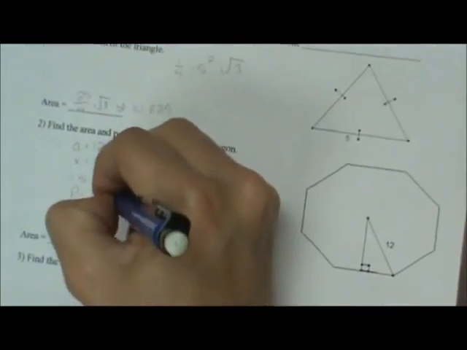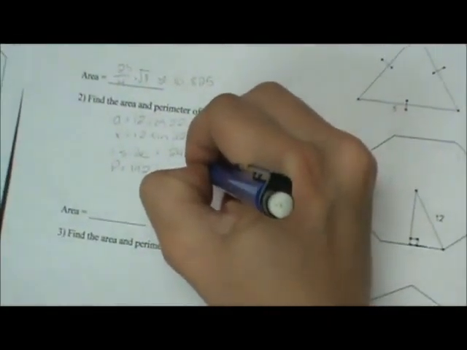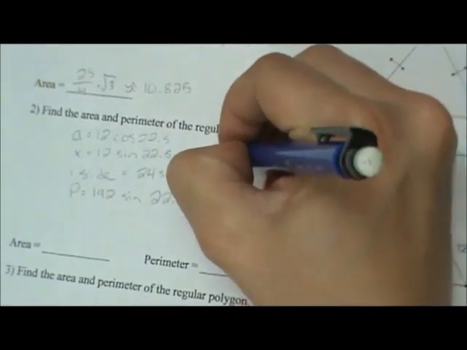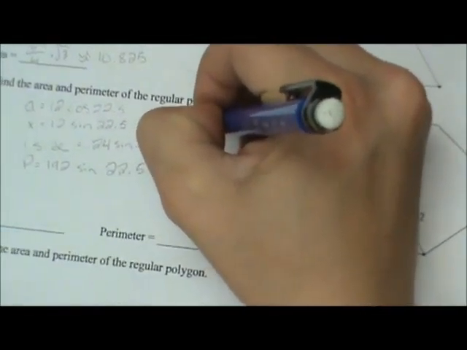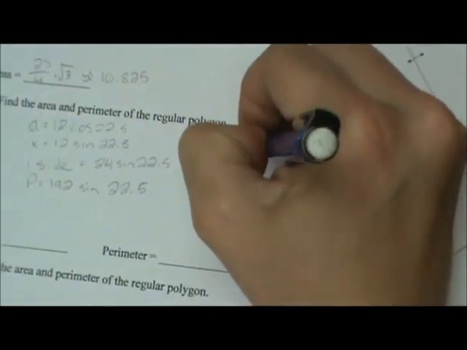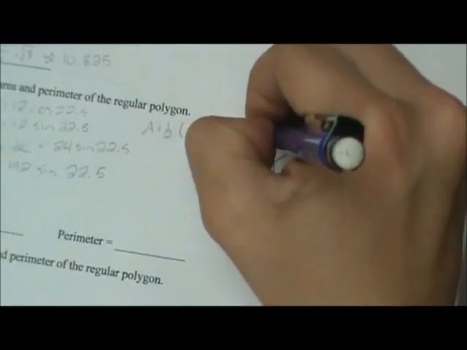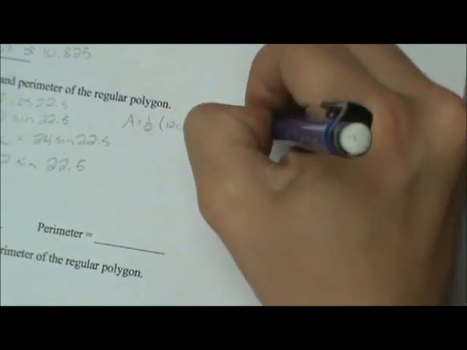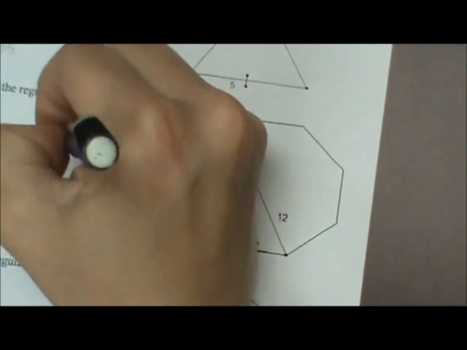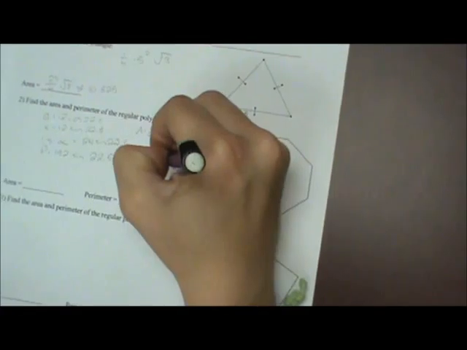So then the area is just going to be 1/2 times the perimeter times a, so we just plug those values in. So that's going to be 1/2 times 12 cosine 22.5 times 192 sine 22.5. Then the area is going to have an approximate value of about 407.29, and the perimeter, once we plug in the 192 sine 22.5, we get 73.47. So that's how you do number 2.